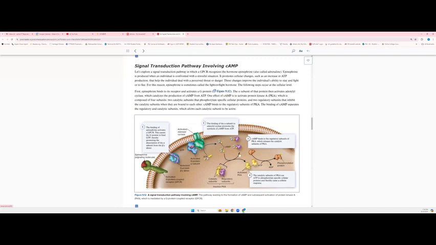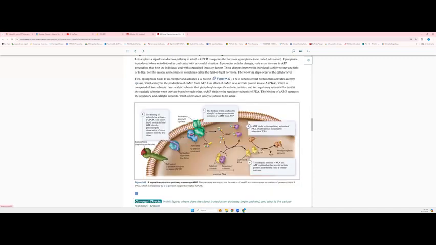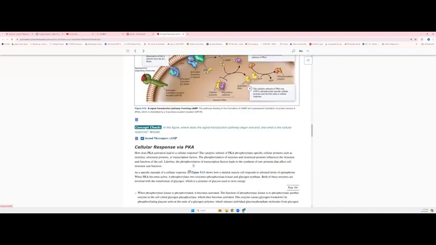So that's how cAMP was generated. It's generated from here, by activation of this enzyme, and this is how cAMP was generated. And in a later stage, cAMP is involved in activating some specific protein for cellular response.